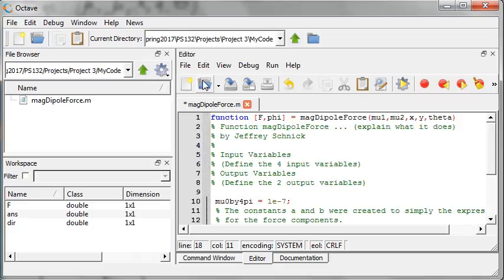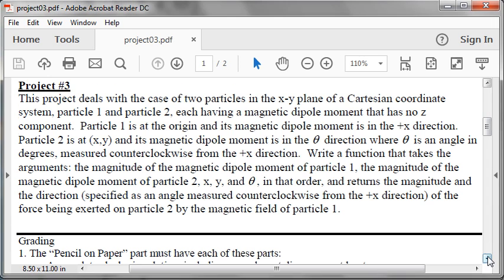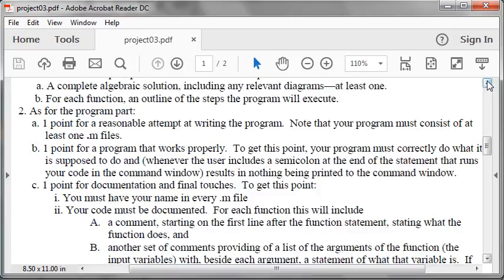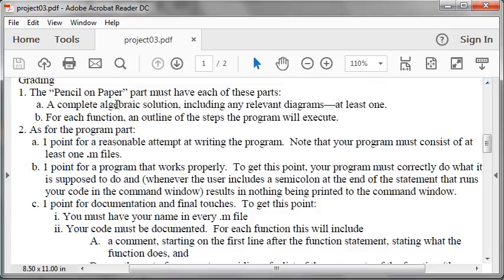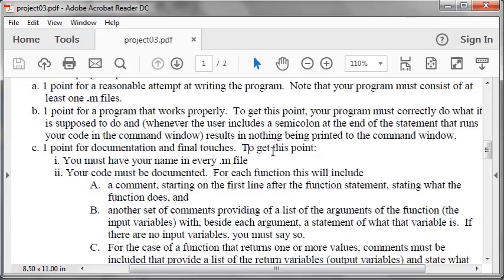I'll go ahead and save that, but I want to use the checklist that we're provided with, to make sure I didn't miss anything. So, complete algebraic solution with diagrams. I did have at least one diagram. Each function, an outline of the steps. I had that. Program, reasonable attempt. Surely did that. One .m file. That's all we got this time. I think it works properly. No extra stuff being printed. I'll check it a couple more times just to make sure, after I did the documentation, that I didn't mess it up.